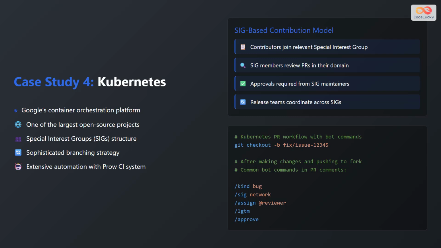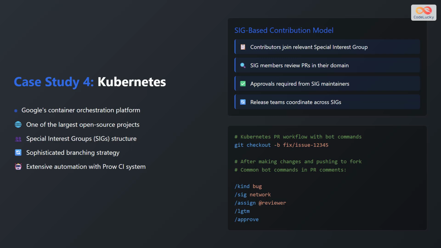Now let's take a look at Kubernetes. Kubernetes is Google's container orchestration platform. It is one of the largest open-source projects. It uses a special interest groups, also known as SIGs, structure. It uses a sophisticated branching strategy. It uses extensive automation with the Prow continuous integration system.